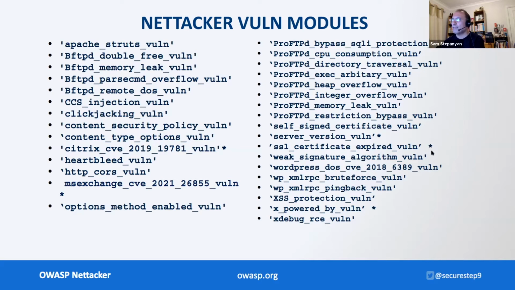And another great module, which is probably kind of an unsung hero of Nettacker, but the one that I use a lot, is SSL certificate expired vuln. Why is it important? This module allows you to scan your network or all the subdomains of a particular domain, but of course, Nettacker is a network scanner, so I use it to scan networks and networks of my clients and discover servers with expired SSL certificates.